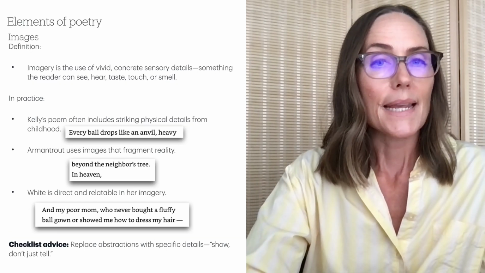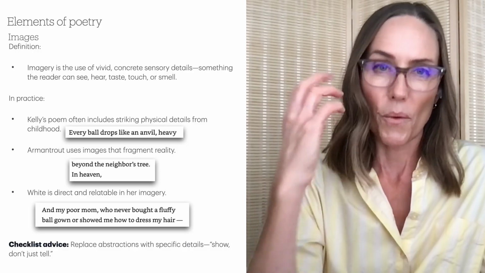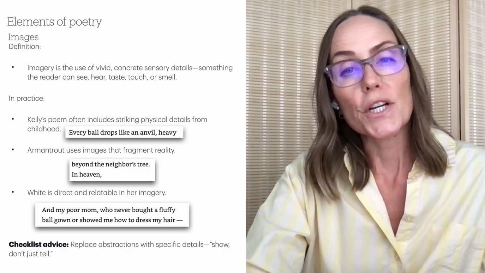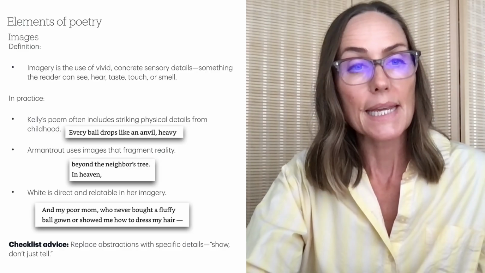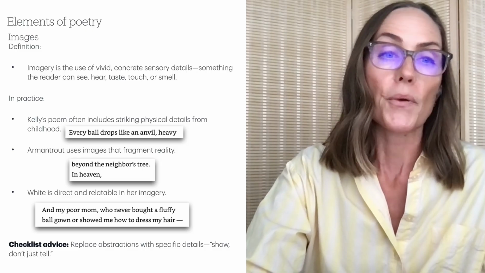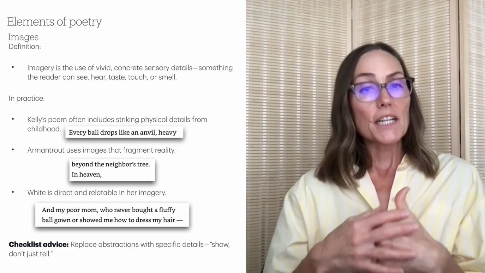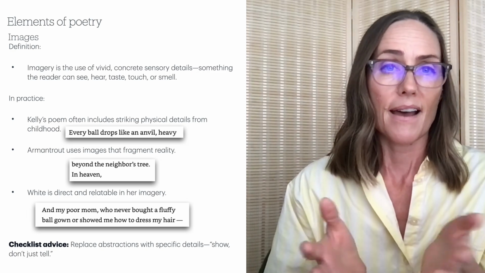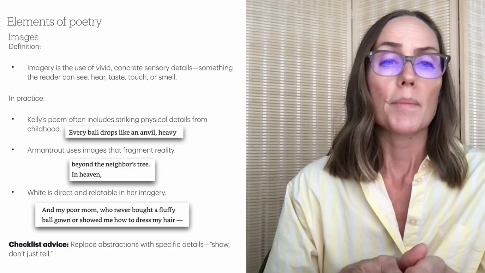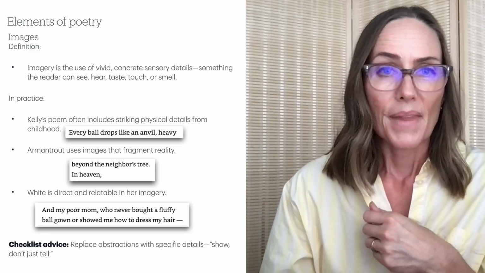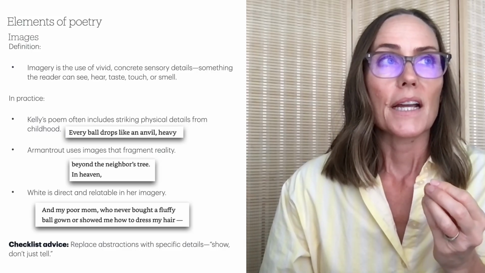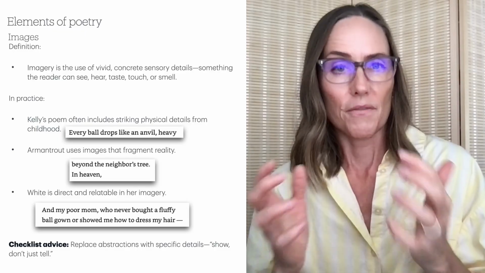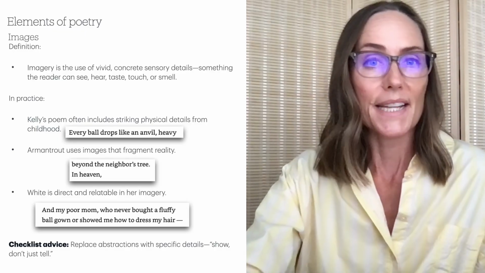So, on to images. Now we're talking more about what we see, how a poem looks. The definition of imagery is the use of vivid, concrete sensory details, something the reader can see, hear, taste, touch, or smell. In practice, we see that in Kelly's poem, it often includes striking physical details from childhood. Here's a line that really stands out to me. "Every ball drops like an anvil, heavy." I feel like that really lends to the overall dark and heavy tone of the poem. Just that image creates that.